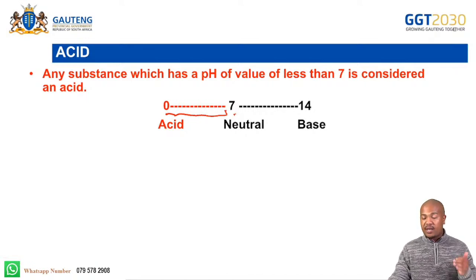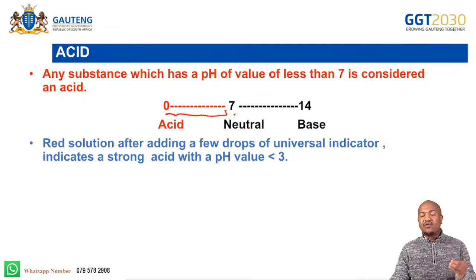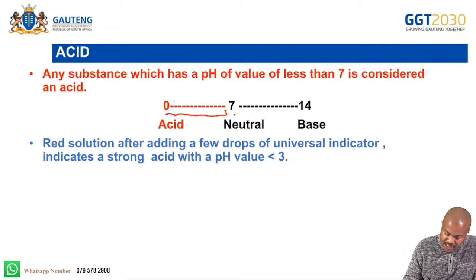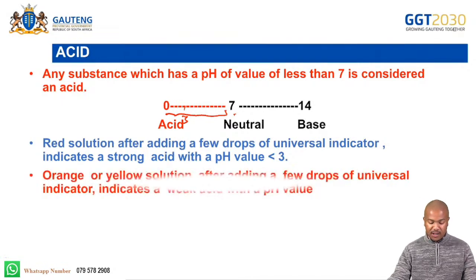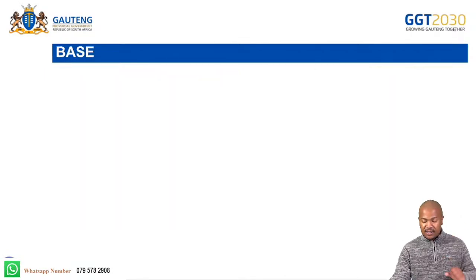Or strongest bases. Now, a red solution after adding a few drops of universal indicator indicates a strong acid with a pH value of less than 3, right? So as I've said, less than 3 is where you find the strongest acids that are considered to be dangerous as well. An orange or yellow solution after adding a few drops of universal indicator indicates a weak acid with a pH value of between 3 and 6.